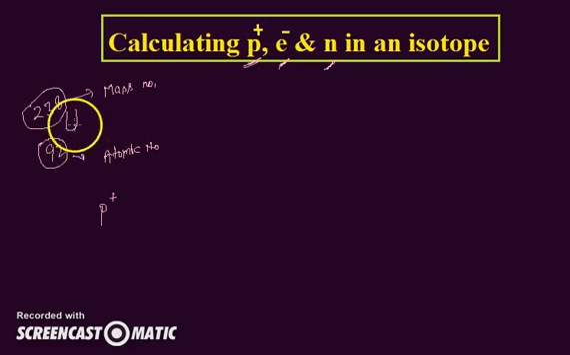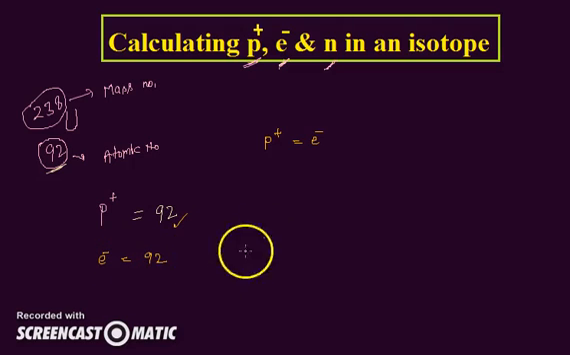The atomic number of this isotope is given, that is 92, and we know that the atomic number represents the number of protons in an atom. Since the atomic number is 92, the number of protons is also 92. Now let me calculate the number of electrons. This is an isotope of a neutral atom, and we know that the number of protons is equal to the number of electrons in a neutral atom. Since the number of protons is 92, the number of electrons will also be 92.